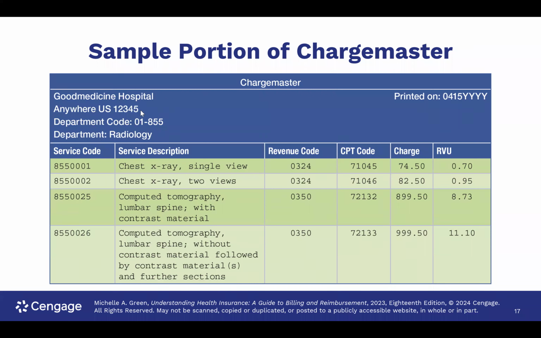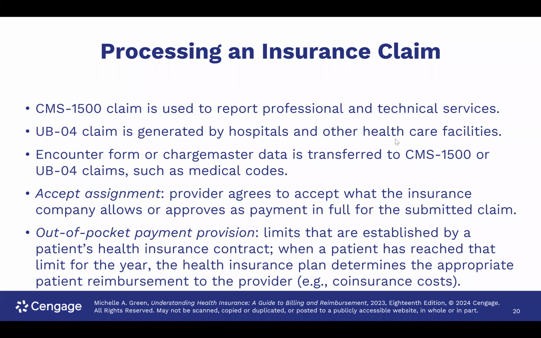And here's an example of a charge master. Note it's a hospital, right? The department code for radiology in this facility is 01-855. We have the service code, right? The chest x-ray, single view, the revenue code, the CPT code, the charge, and the relative value unit, which, in other words, is how intensive it was. This is covered in depth, and we'll be talking about this throughout the course.